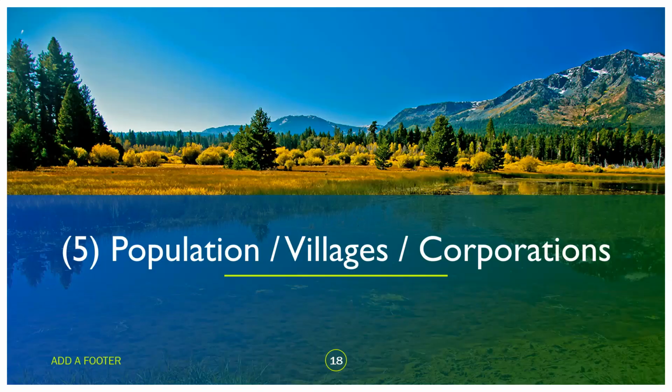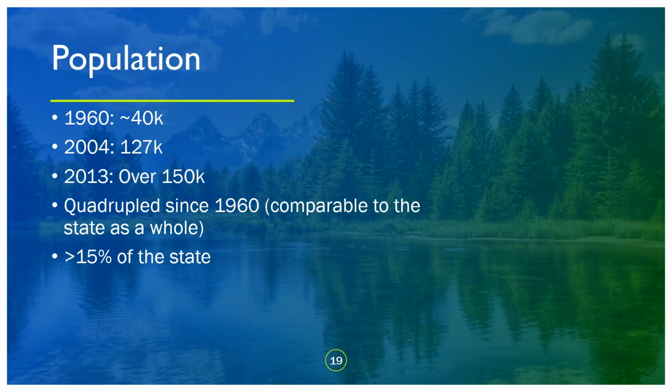All right, let's now talk about populations, villages, and corporations as another way of thinking about Alaska Native groups and getting a bird's eye view. As far as population, the Alaska Native population has quadrupled in over 45 or so years from 1960 to 2013, going from 40,000 to over 150,000. That matches the population growth of the state as a whole. The state as a whole more or less quadrupled in population.